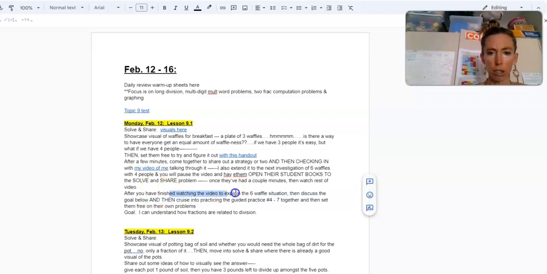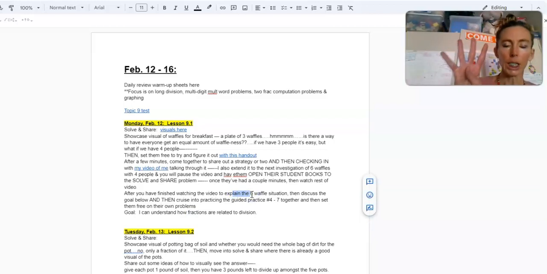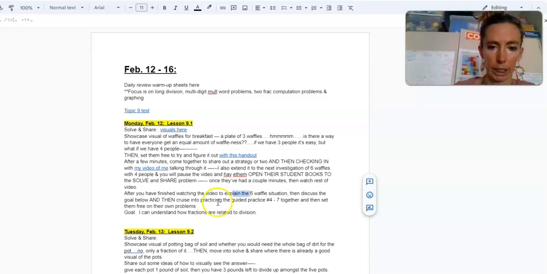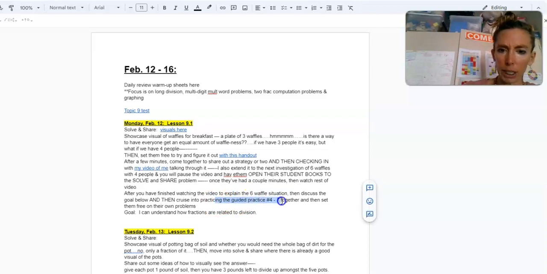So after you've watched the video of me, then discuss the goal, which I have not made yet, but I will put that link in there when I do. And the goal is to understand how fractions are related to division. So they will see that happening in all the waffle situations. When I had 3 waffles divided with 4 people, I had a division problem that then morphed itself into 3/4, a fraction. So after discussing that goal, work through number 4 through 7 guided practice, and then just set them free on their own problems.